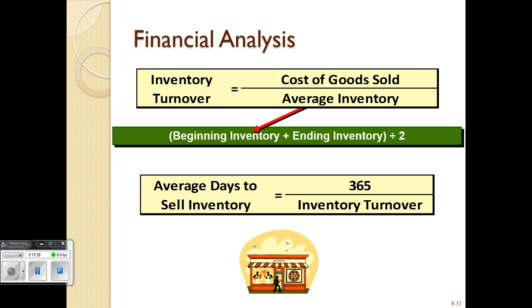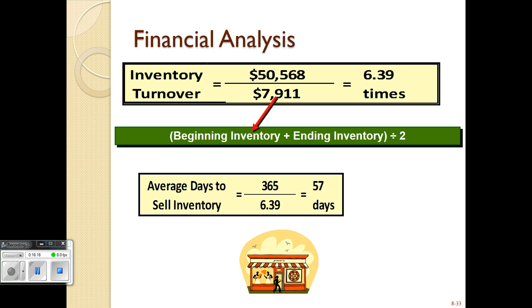Notice then we can take that 365, in the average days to sell inventory, divide it by the inventory turnover ratio, and it'll tell me the number of days it takes to sell my inventory. In reality, it's not that difficult. If my inventory turnover ratio is 2, that means I turn it over twice a year. It means on average the stuff is sitting on my shelf for 180 days, 365 divided by 2. Suppose my inventory turnover ratio is 12, it means I'm selling it about once a month, which means it's probably about 30 days.